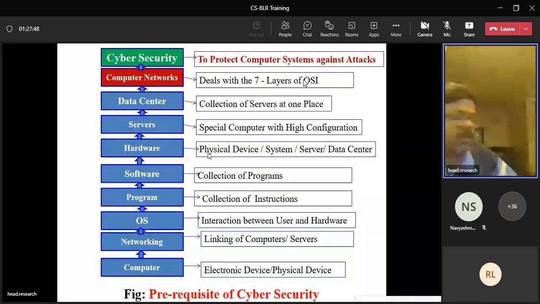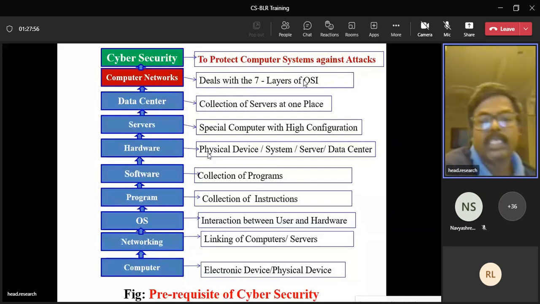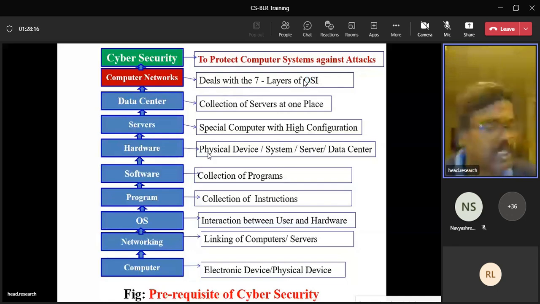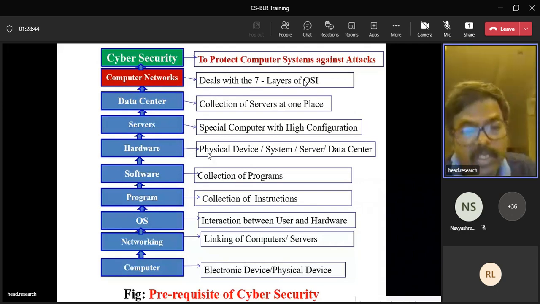What is a computer? A computer is an electronic device which takes input, processes it, and gives the output. What is networking? Networking is nothing but linking of computers or servers in a local area network or wide area network. Then operating system. An operating system is software. It is an interaction between user and hardware. We have two types of operating systems: Windows-based operating systems and command-based operating systems. Windows-based examples are Windows 10 and various kinds of Windows. Command-based operating systems are Unix, Linux, Red Hat Linux, Fedora Linux, and Kali Linux, etc.